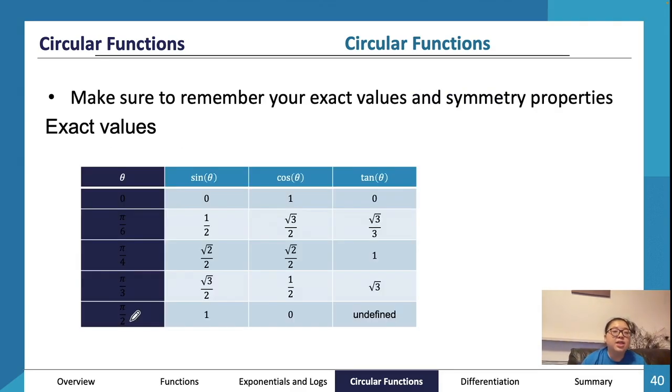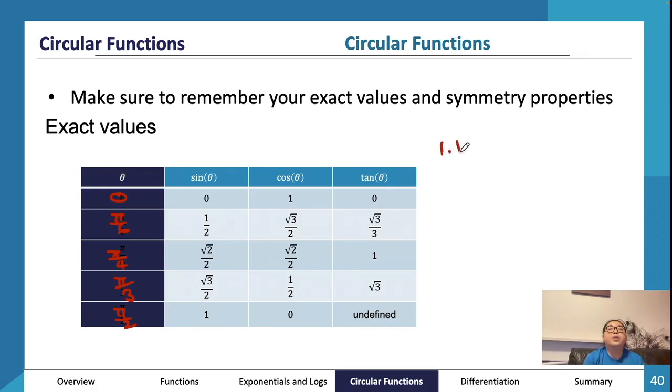Alright, so the next thing you need to know is how to remember your exact values. There are 3 different ways. This is the table way. So this is an angle of 0. This is going to be an angle of pi on 6. This is an angle of pi on 4. It's an angle of pi on 3. And this is an angle of pi on 2. So just remember, those are the key angles.